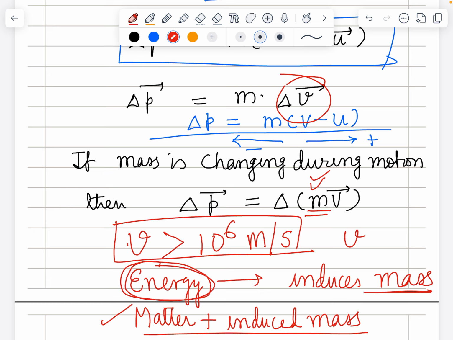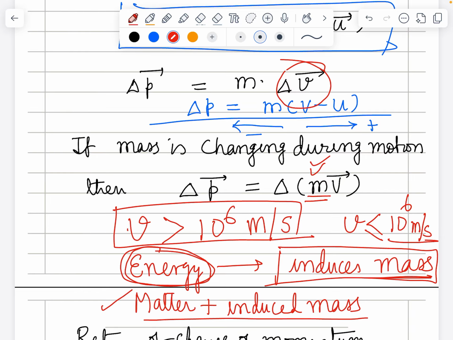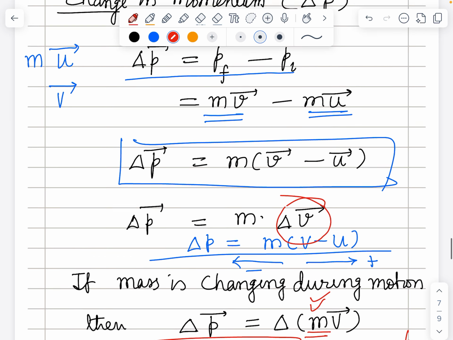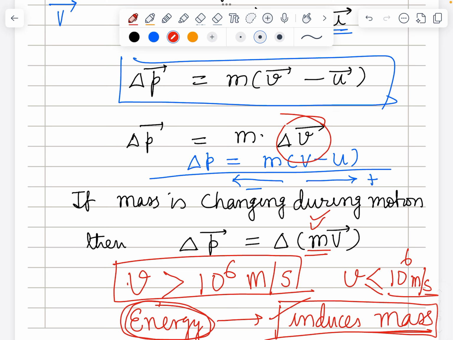If the velocity of the body is small, means it is 1000 meter per second, 10,000 meter per second, 1 lakh meter per second, smaller than this or less than or equal to this, what will happen? There will be no significant change in the mass. No significant mass will be induced. We will ignore this increase in mass. It's clear? So for the present chapter we will take the change in momentum only because of change in velocity.